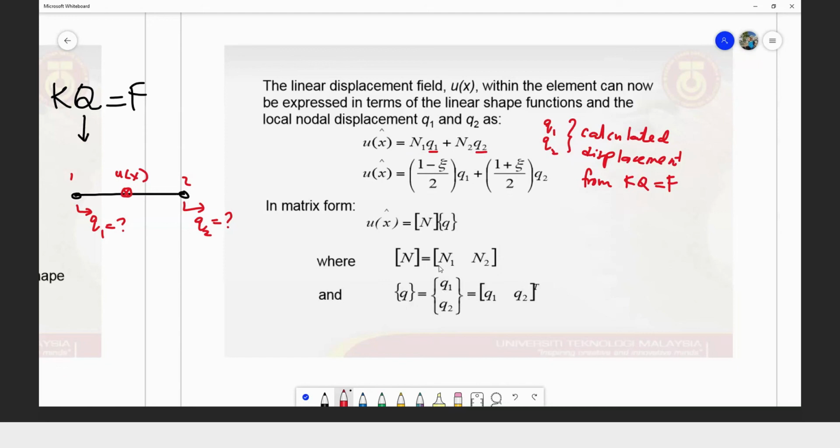So N actually contains N1 and N2. Q, which contains Q1 and Q2, transpose. Actually kat sini dia tak ada apa lah, just to simplify from U equal to N1 Q1 plus N2 Q2, and we can rewrite it in another format, which is in matrix form, which is given by U equal to N multiplied by Q.